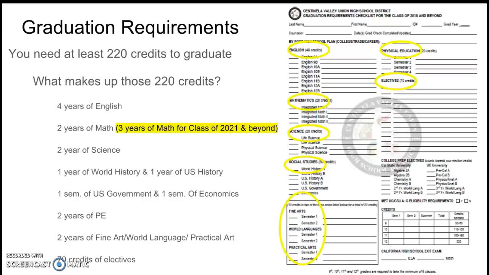Well, everyone is required to take 4 years of English, 2 years of math, 3 years if you are in class of 2021 or beyond, 2 years of science, a year of world history, a year of U.S. history, a semester of U.S. government, a semester of economics, 2 years of PE, 2 years of a fine art or world language or practical art, and 70 credits of electives.